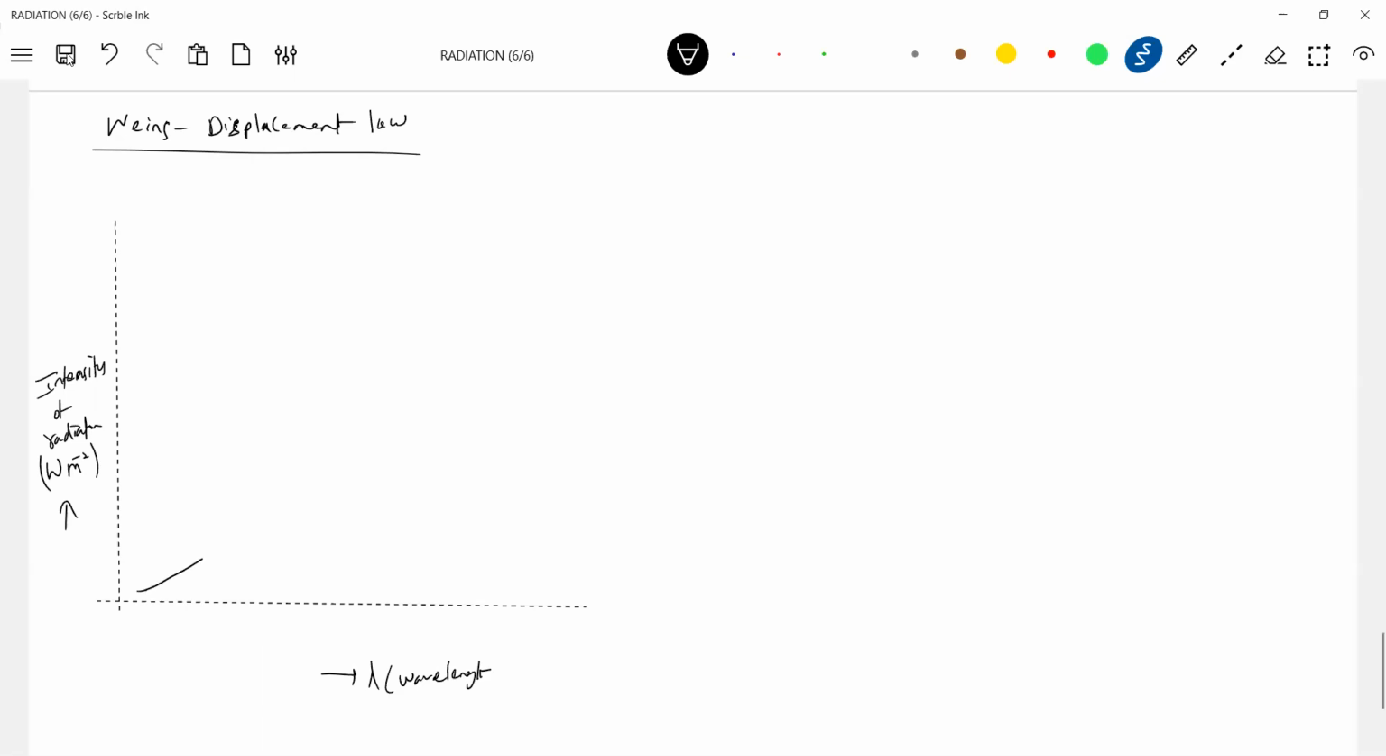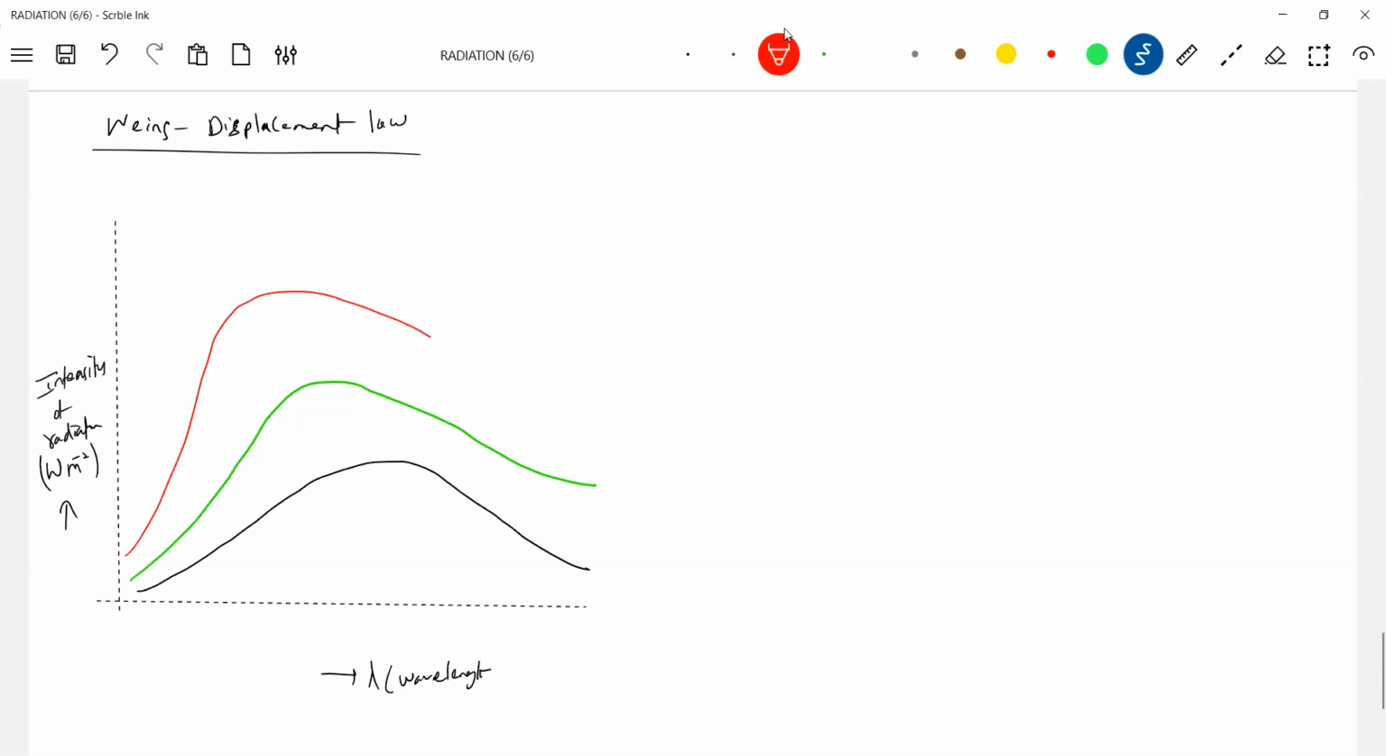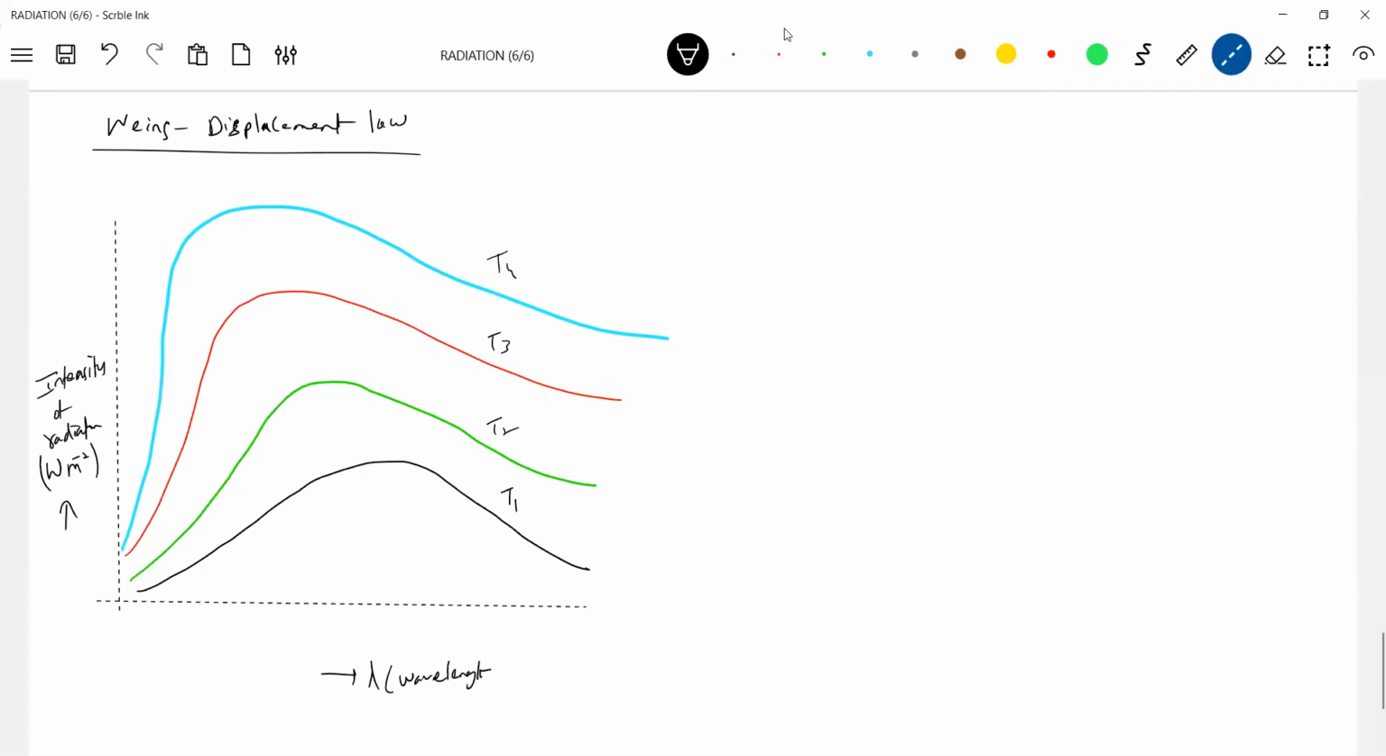Then what I notice is the curve. There's a temperature T1, T2, T3, T4, and the wavelengths lambda 1, lambda 2, lambda 3, lambda 4. Okay, what actually are we studying?